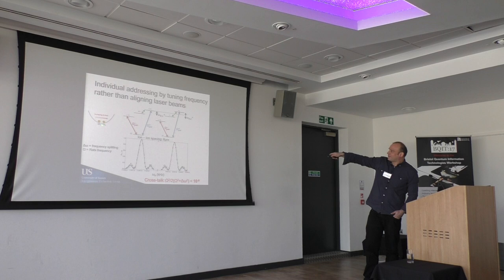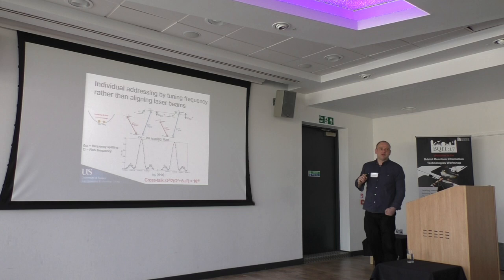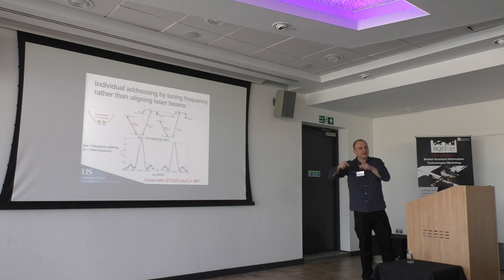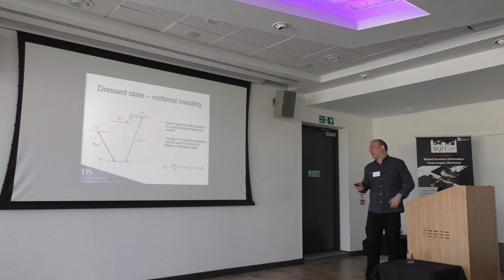Now these two ions are in the magnetic field gradient. Since the splitting varies because there's a magnetic field gradient, we can get a crosstalk of 10 to the minus 8. This is well beyond what we actually need, and I can tell you all we do is we turn a knob instead of aligning laser beams. So this is in a way how you bring electronics into building a quantum computer. You go away from aligning laser beams.